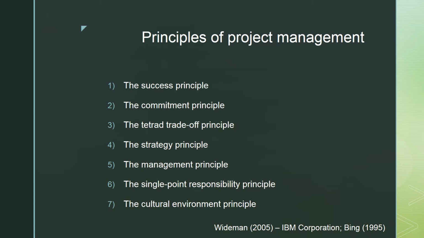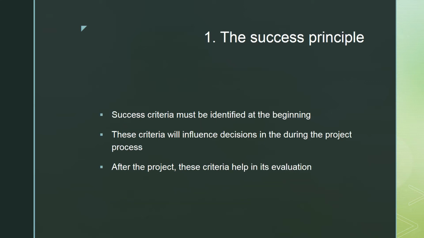The second principle is the commitment principle. The third principle is called the tetrad trade-off principle. And principle number 4, the strategy principle. Principle number 5, the management principle. The 6th principle is the single point responsibility principle. And last but not least, the cultural environment principle. Now we'll look at each of these in a bit more depth in the next slide. The success principle.